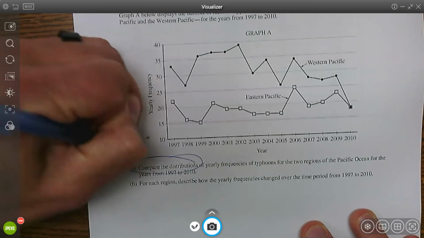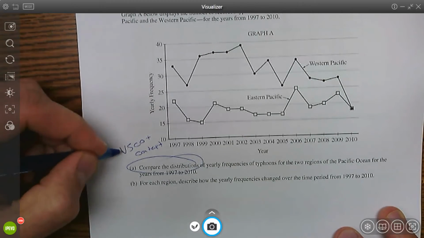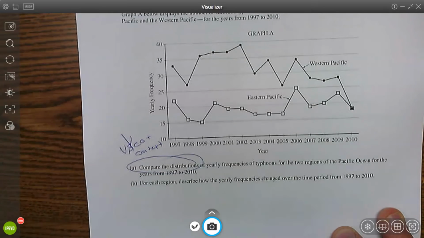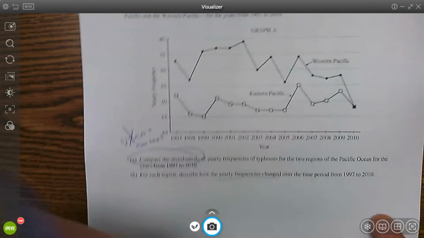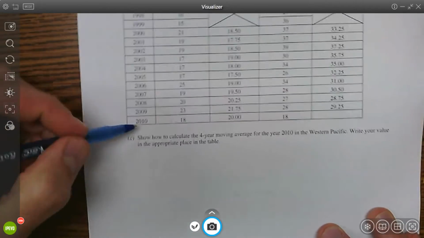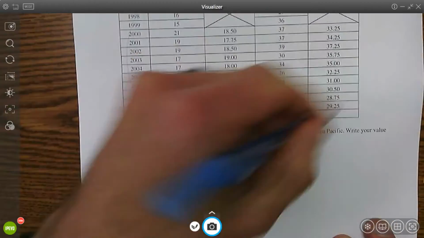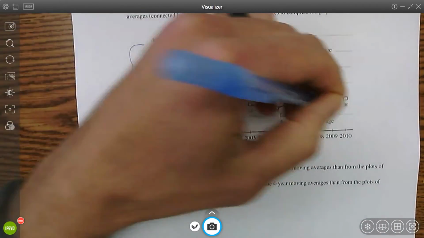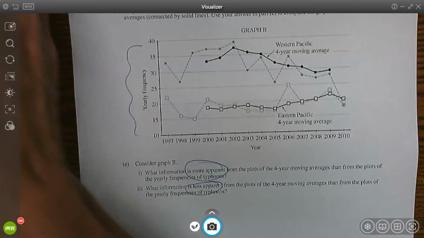The last question, number 6, comparing distributions. So again, I'm thinking Visco plus context. This is a time graph, not one of the typical ones that we've seen. So really, a shape is out. Outliers, I'd mention those if there was anything crazy, but it's going to be more about variability and center in terms of higher, lower, using comparative words. Describe how the frequency changed, just using the graph, general trends. Then we get into the investigative part. Calculate this 4-year moving average. So that's just something new and investigative. And then they're going back to this time plot. They also put the 4-year averages on here. What's something that's more or less apparent than the original graph? So that's into the investigative part.